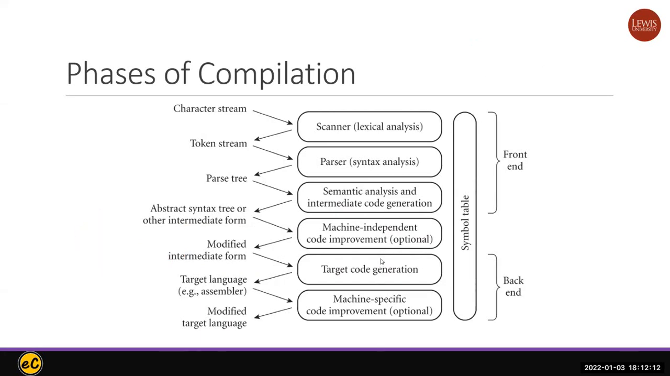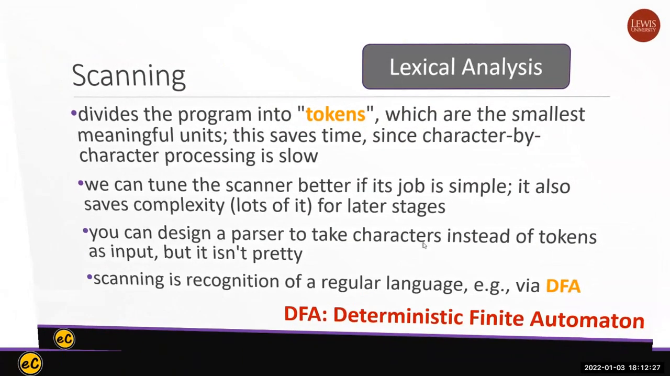After that, we will do target code generation and code optimization. That's called the backend. Before the intermediate code or bytecode, we call it the front end. When it's machine dependent, we call it the backend.